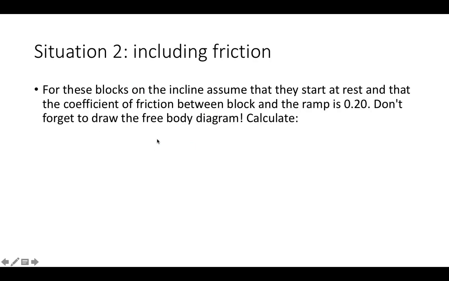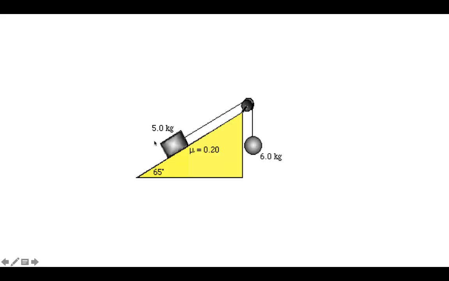Next, we're going to look at a situation that includes friction. For these blocks on the incline, assume that they start at rest and that the coefficient of friction between the block and the ramp is 0.2. Don't forget to draw a free body diagram. So in this case, this is a little bit more complex because there is some friction acting on the blocks.